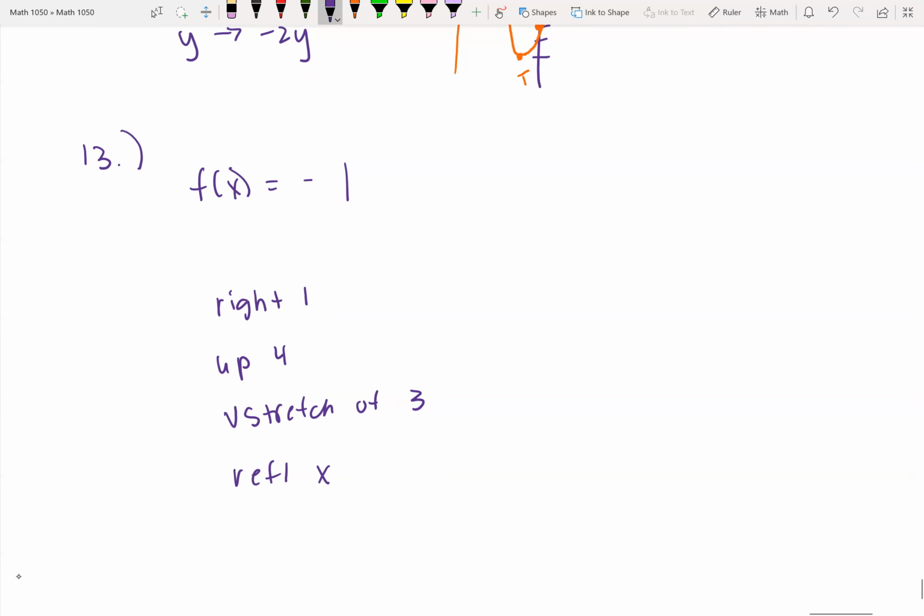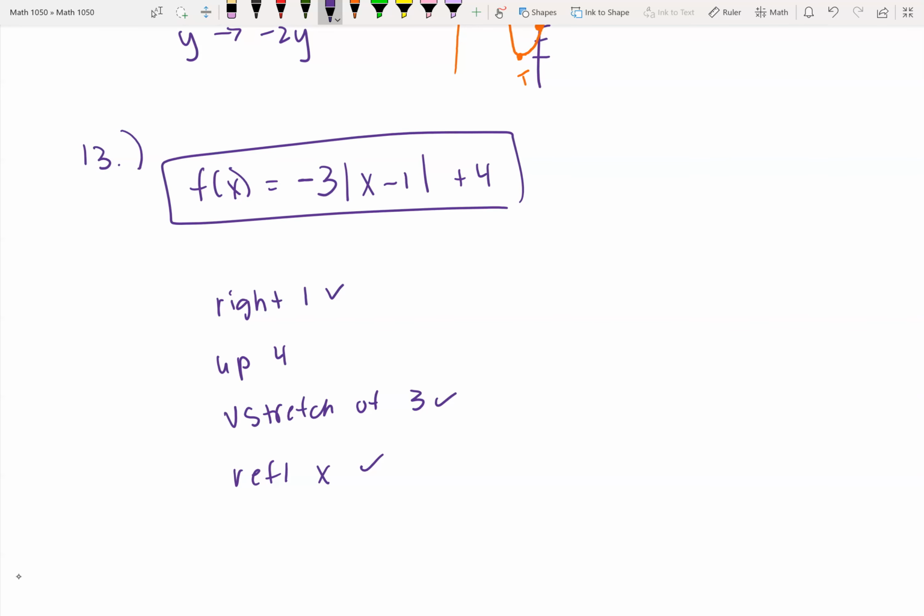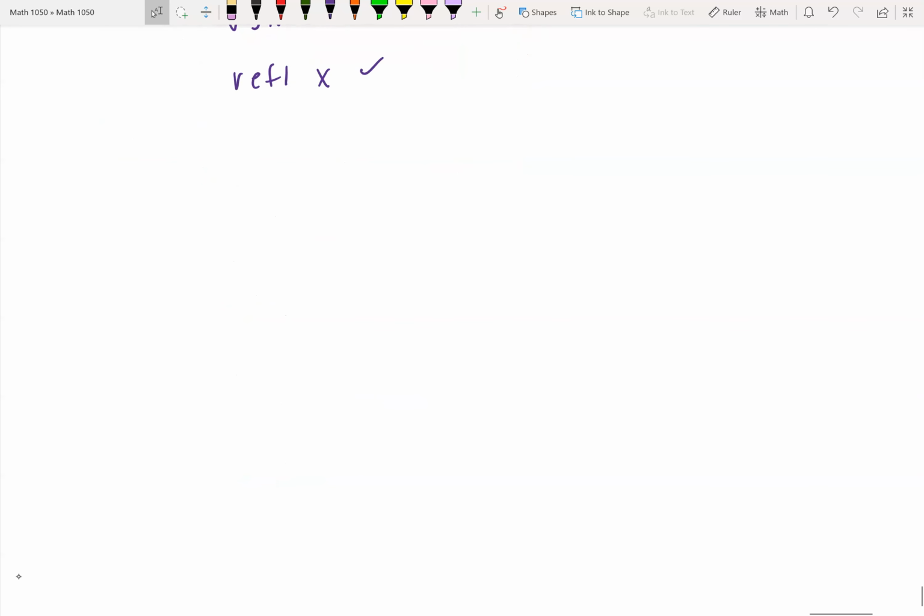So reflected across the x goes there. A stretch of 3 goes there, so I did both of those. Right 1 goes inside. It's the opposite of what you think. Up 4 goes right there. There's your answer. Okay? Number 14.